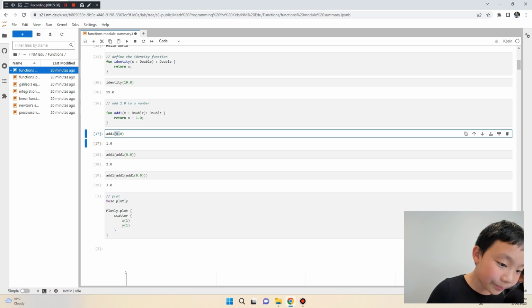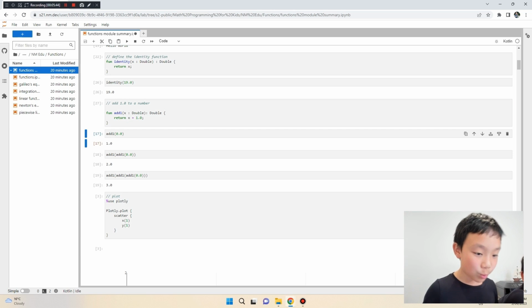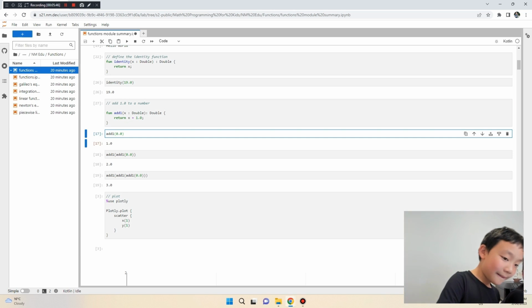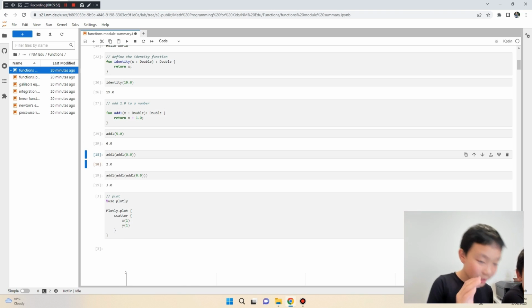So this means x is 0.0, and then this function basically gives us x plus 1. So we do that and call the function upon it. It will give us 1. If we change this to 5, it should give us 6.